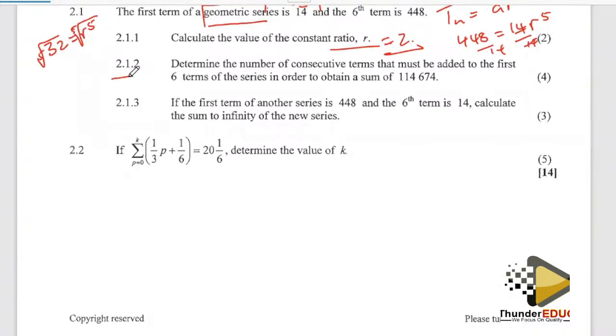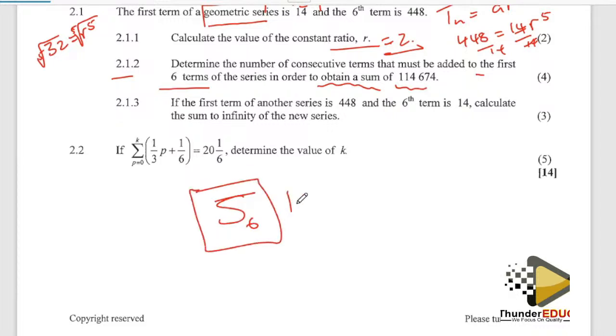Then 2.1.2, they want us to determine the number of consecutive terms that must be added to the first 6 terms in order to obtain a sum of 114,674. How many terms must be added to the first 6? Which means we have six terms that have already been added. We must add something, and we need to find how many terms are here.